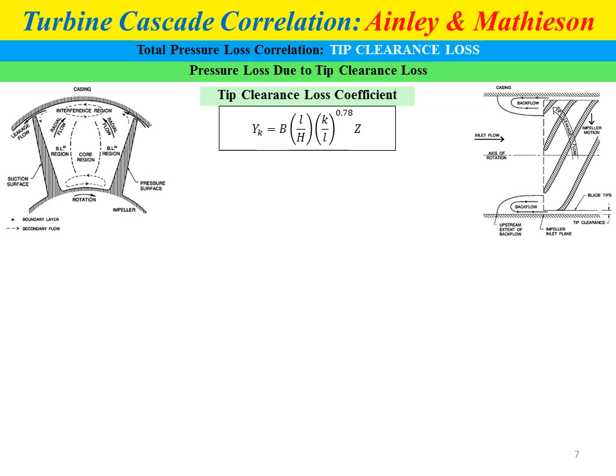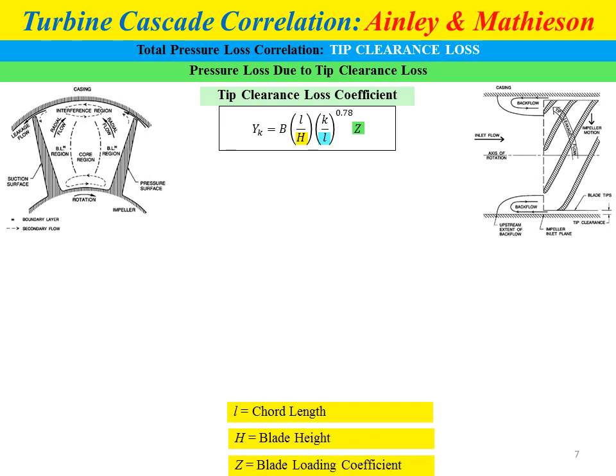to the power of 0.78 multiplied by Z, where L is the chord length, H is the blade height, and Z is the blade loading coefficient, and the K symbol represents the clearance gap as shown in the figure. The clearance gap is the same as the tip clearance distance.